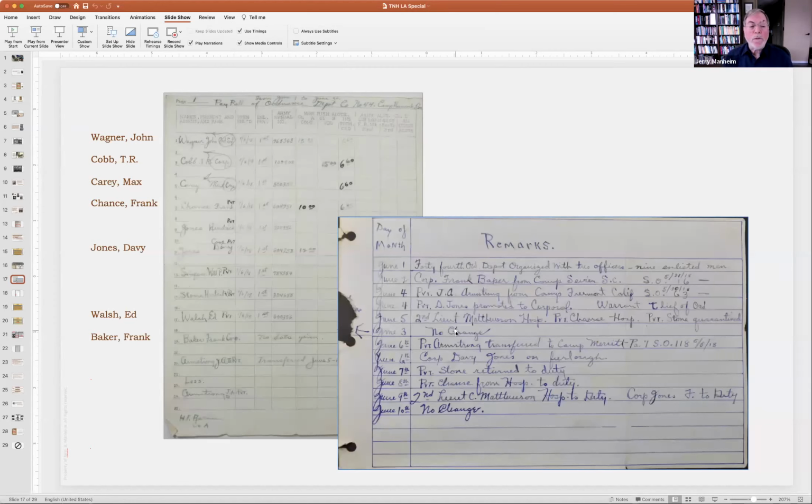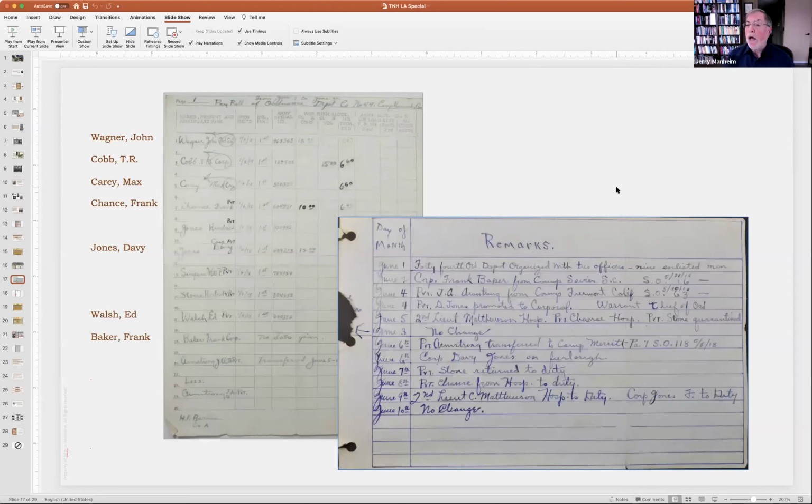Here's Christy Mathewson, who's not on the roster there because he was an officer. Second Lieutenant Mathewson hospitalized, and another, Private Chance, hospitalized, Private Stone quarantined. 4 days later, Second Lieutenant C. Mathewson, hospital to duty. And there are other movements and interesting things that happen in this document, comings and goings and the like.